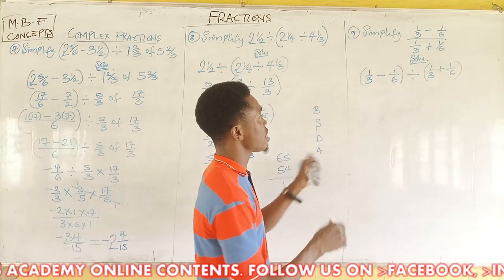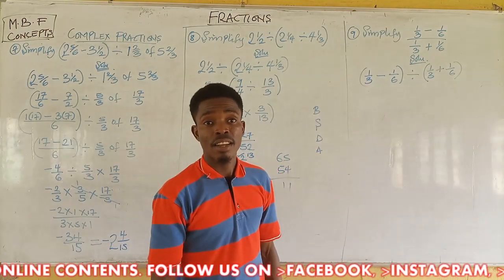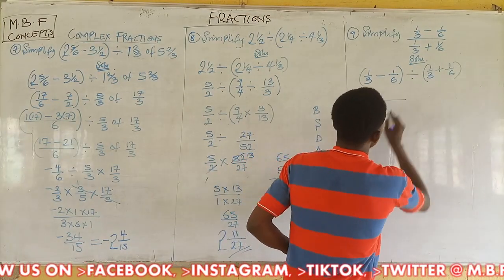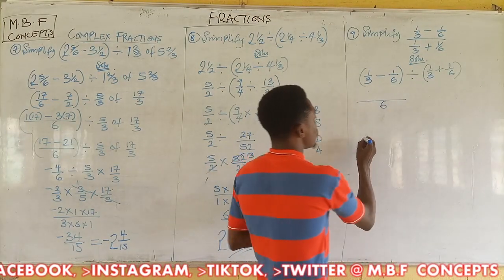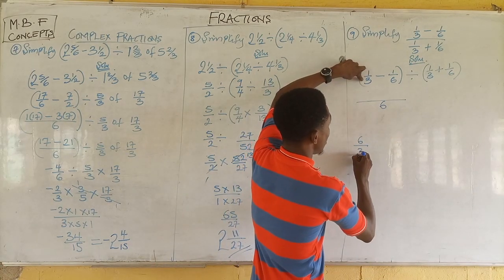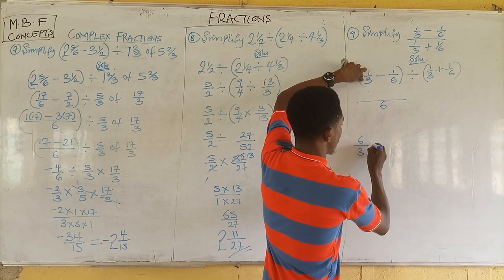The LCM of 6 and 3 is 6. Now we put down 6. Then we put down the new denominator, which is 6 divided by 3, the first old denominator, and this will give us 2.